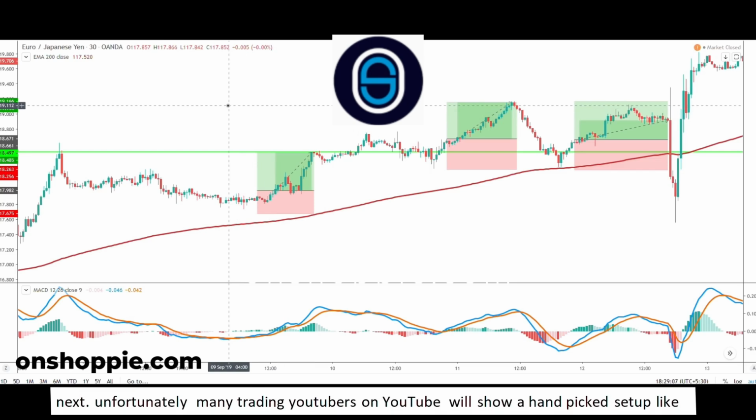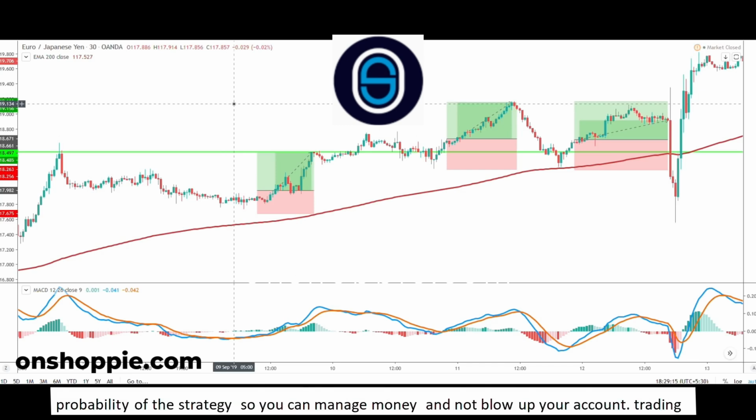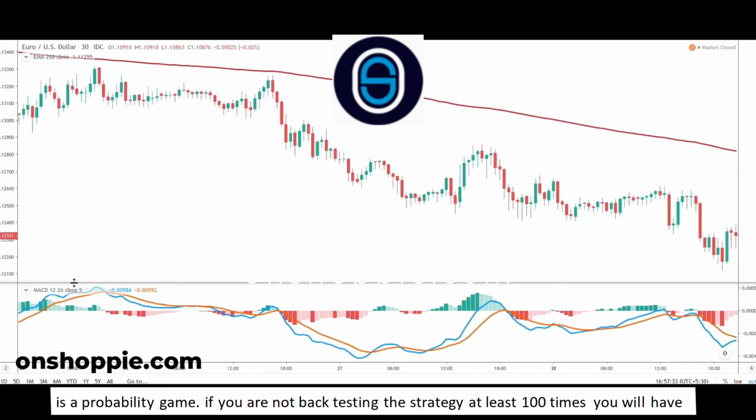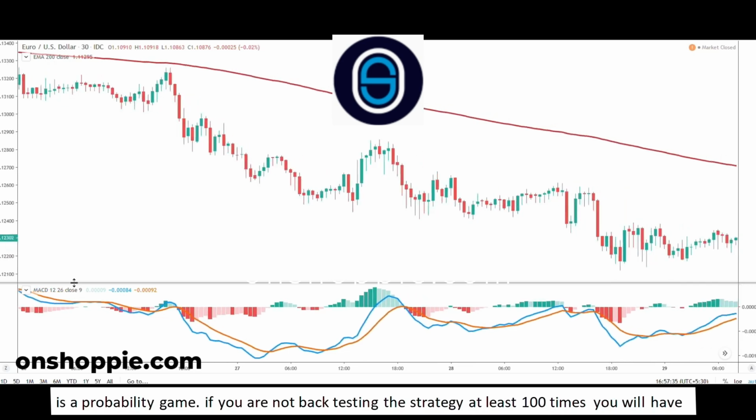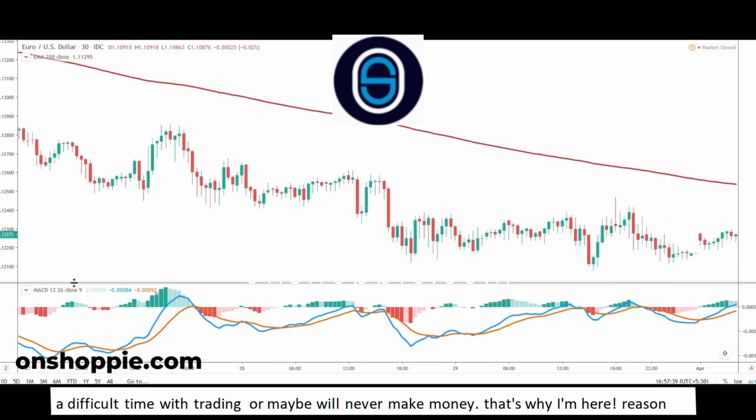Unfortunately, many trading YouTubers will show a hand-picked setup like this to earn the trust of the viewer, to sell them a paid course. They won't mention the probability of the strategy, so you can manage money and not blow up your account. Trading is a probability game. If you are not backtesting the strategy at least 100 times, you will have a difficult time with trading, or maybe will never make money.